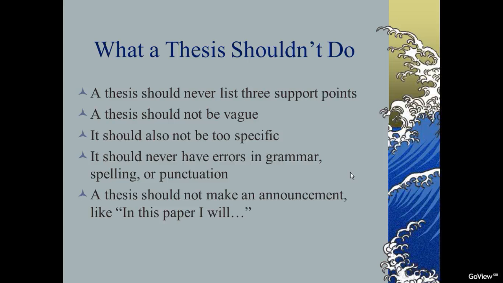A thesis should not be vague. And it also should not be too specific. Sorry to be confusing there. We'll talk about some examples in a minute that will make this a little bit more clear. You don't want your thesis to list a bunch of points or say so much that there's almost no point in reading the rest of the paper. But at the same time, it shouldn't be so vague that the reader has no idea why you're making the claim that you're making.